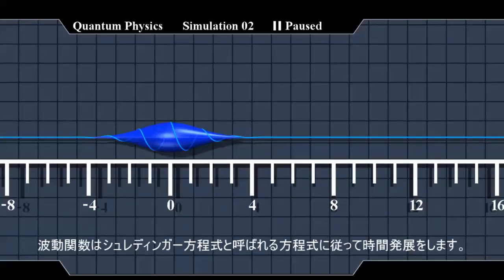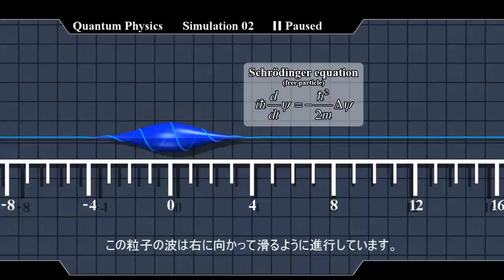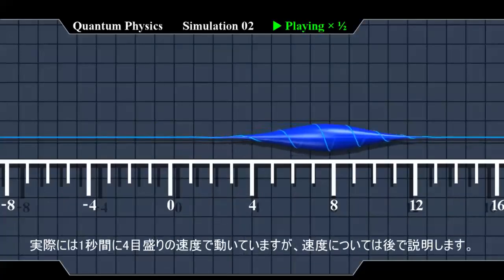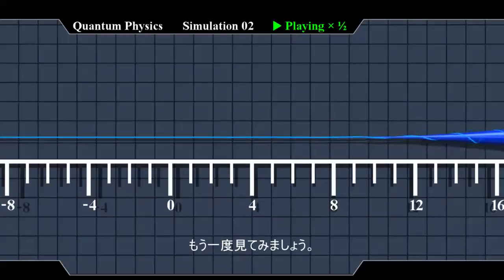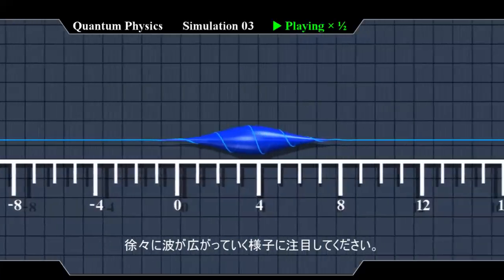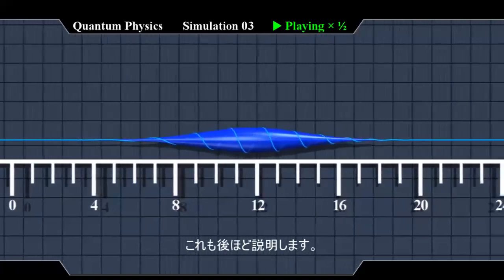The wave function evolves with time according to an equation called the Schrödinger equation. This particular wave shape evolves by gliding to the right. In fact, it's moving at 4 units per second, but we'll explain about velocity later. Let's watch it again. Note how the wave is gradually spreading. We'll explain this too later on.